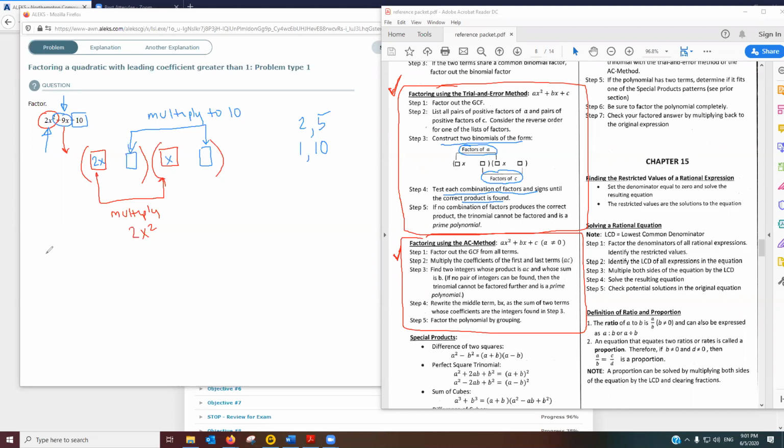All right, so here are my options that I could try. I could build this up with 2x plus 2 and x plus 5. So I'm using this first combination right now. But it turns out I would get a different answer if I switch those back numbers around. So I also have to check 2x plus 5 and x plus 2 as well, because that's going to give me a different middle term.